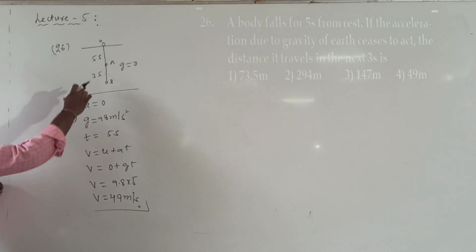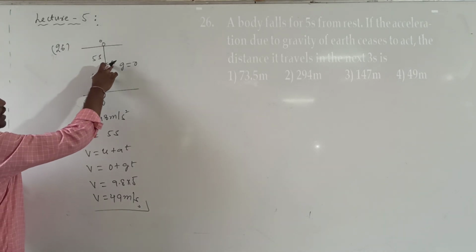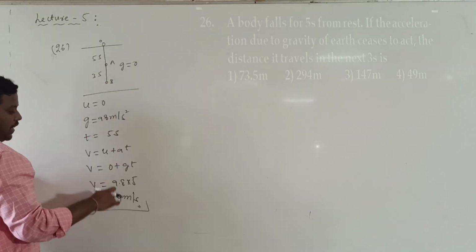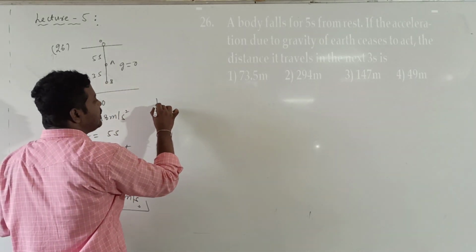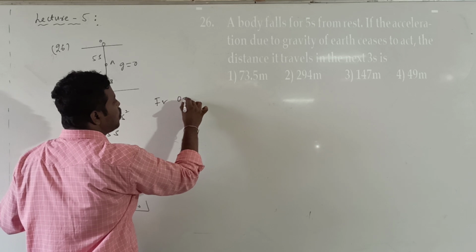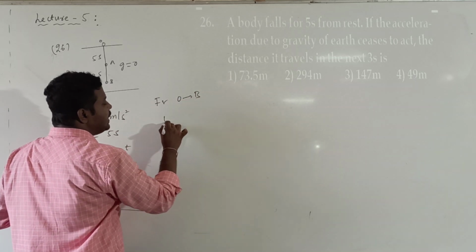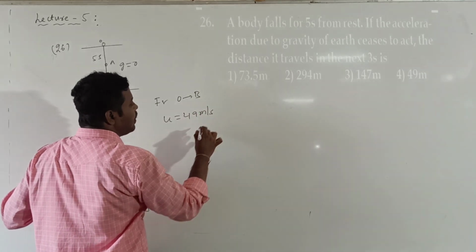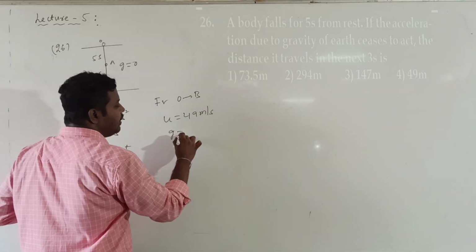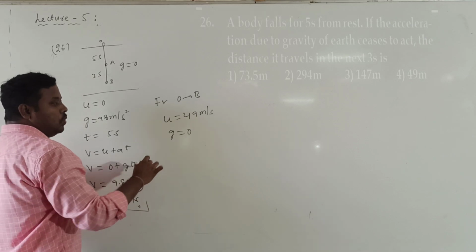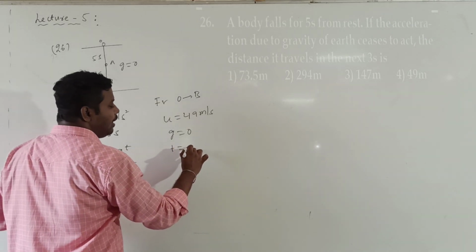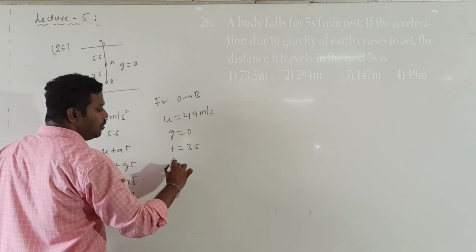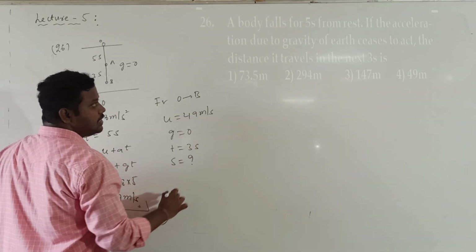So that is the velocity for the O to A journey. What is the final velocity at A? For the A to B journey, this final velocity will become the initial velocity. So what is the initial velocity? That is 49 meter per second. And what is the acceleration due to gravity? g value is 0. What is the time taken to travel? Time taken is given as 3 seconds. Substituting these values, what do I want to calculate? I want to calculate the distance travelled.